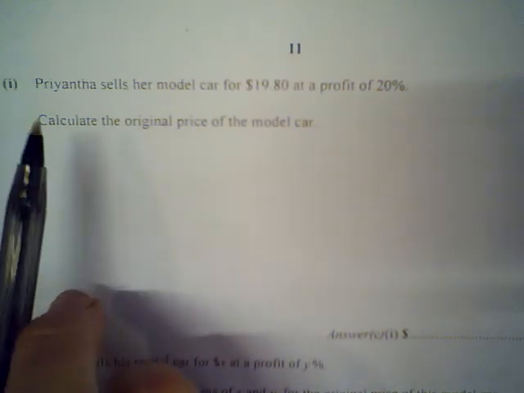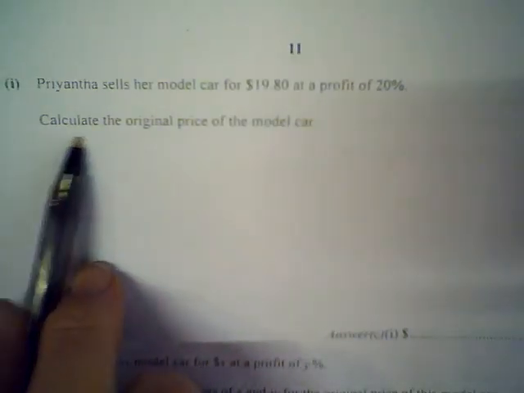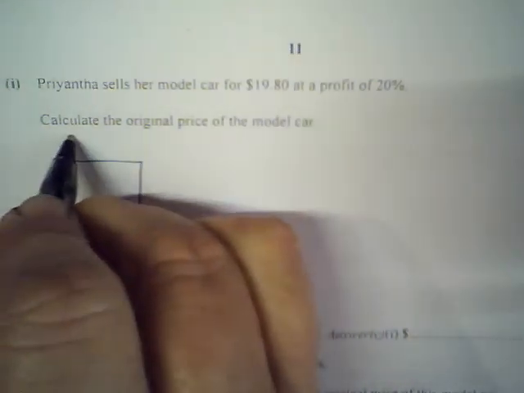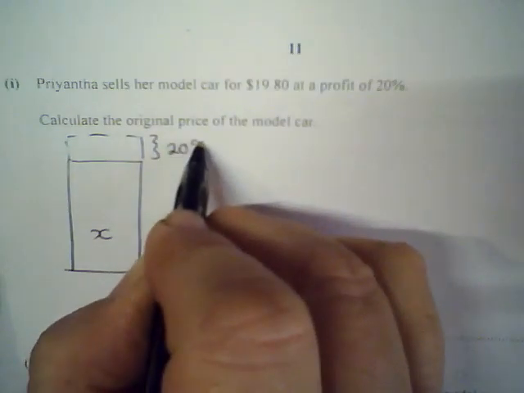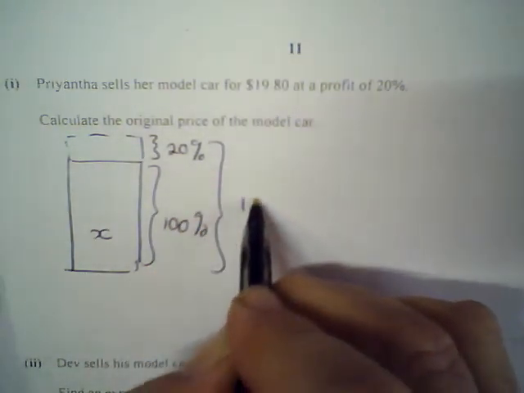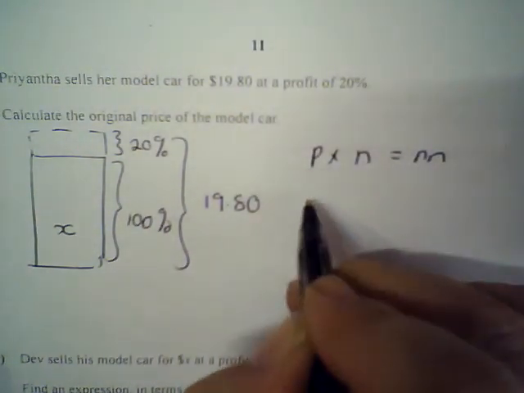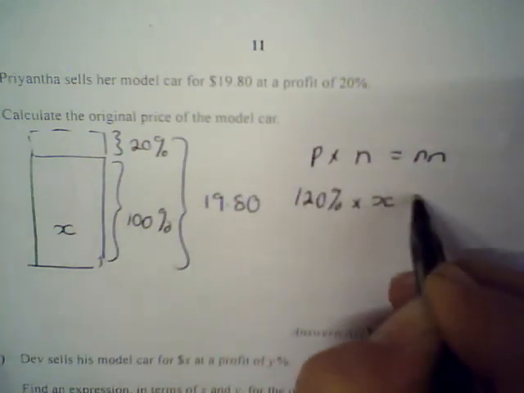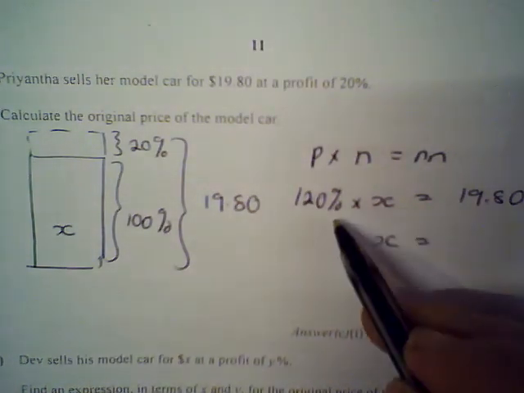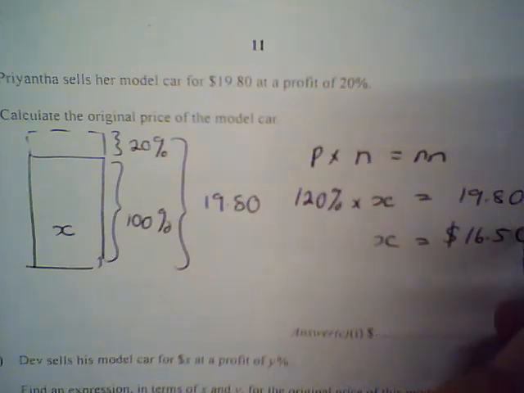Prahantha sells her model car for $19.80 at a profit of 20%. Calculate the original price of her model car. We don't know what the original is. She sells it at a profit of 20%. She paid 100% for her model car initially, and she now sells it for 19.80. So a percentage of our number equals another number: we have 120% of x, which we don't know, equals 19.80. X would be 19.80 divided by 120%. That would give us $16.50.